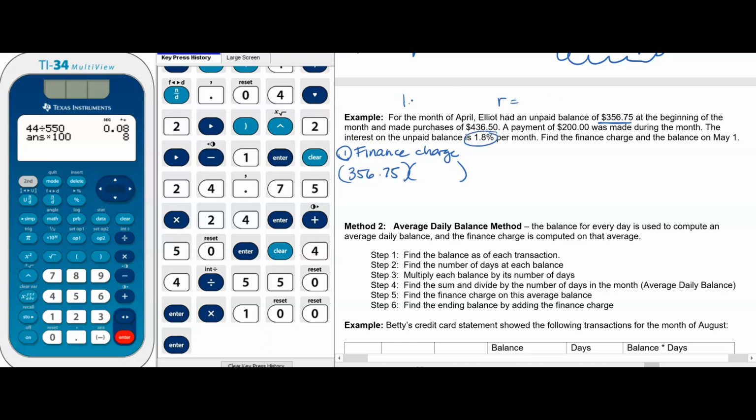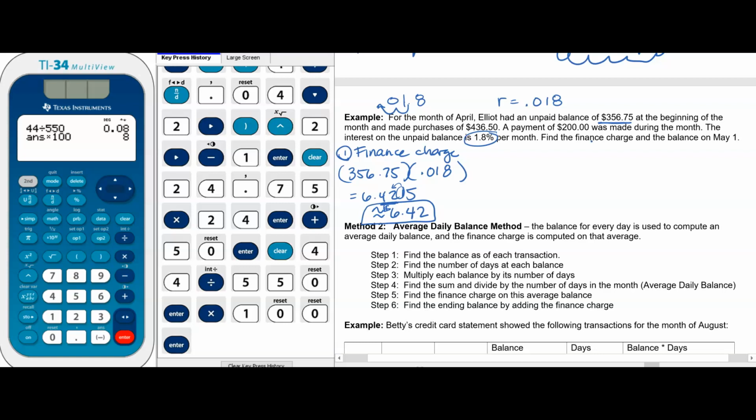So 1.8, if we move the decimal 2 spots to the left, would be 0.018. So I'm going to multiply that unpaid balance by 0.018 and I end up getting 6.4215. You always want to round to two numbers after the decimal place. So 6.42, because there's a 1 here, which tells us to leave that 2 alone. So $6.42, that's going to be the finance charge.